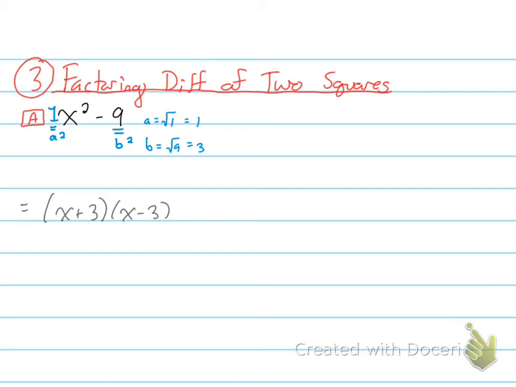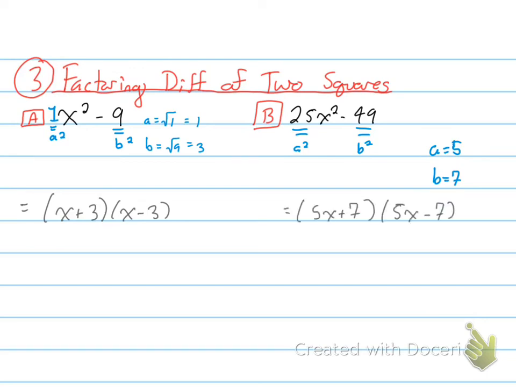And now let's look at a harder example to see where this would really come in handy. Now I have 25x squared minus 49. If I tried using the AC method here, I'd be working with really big numbers. So if I notice, hey, it looks like I'm missing that b or middle term, and 25 and 49 are perfect squares, let's use that other method instead. I see that 25 is a squared, 49 is b squared. So my a value is 5, my b value is 7. To factor this, my expression would be 5x plus 7 times 5x minus 7. And again, if I want to double check this, FOIL it and you'll see that it would match up.